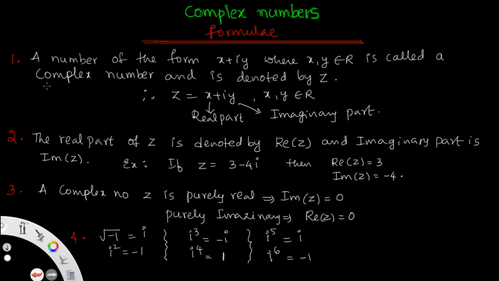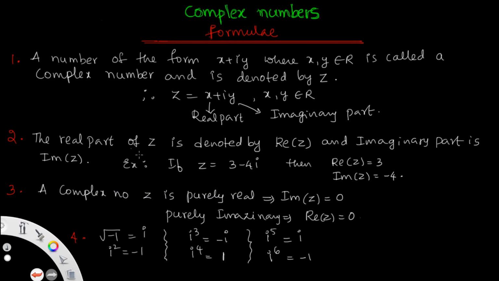So the first formula: a number of the form x plus iy, where x, y belong to R, is called a complex number and it is denoted by z. Therefore z equal to x plus iy is the general form of a complex number, where x, y belong to R. Here x is called the real part of z and y is called the imaginary part of z.